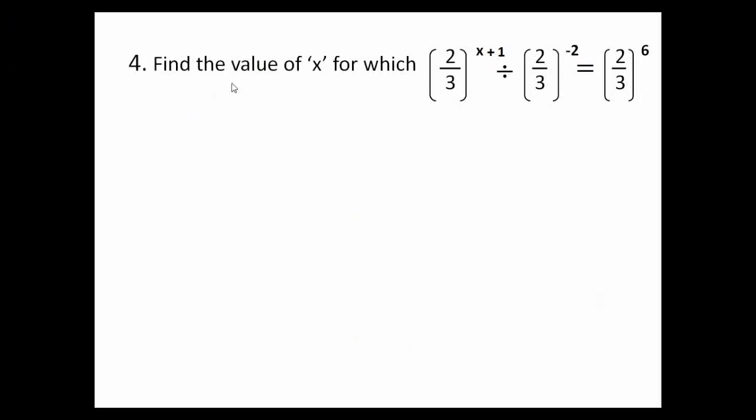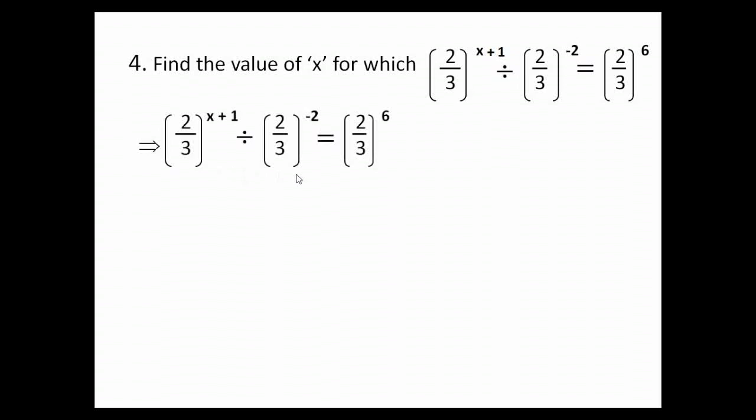Find the value of x for which (2/3) raised to the power x+1 divided by (2/3) raised to the power -2 is equal to (2/3) raised to the power 6. Now here it is already given in an equation form. So let's try to solve this one.